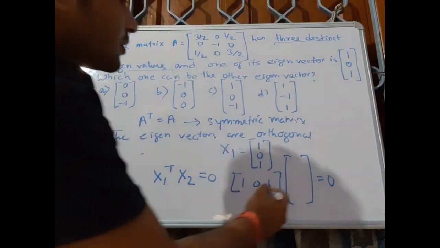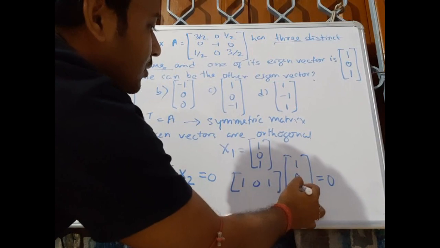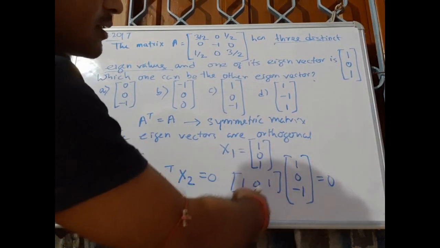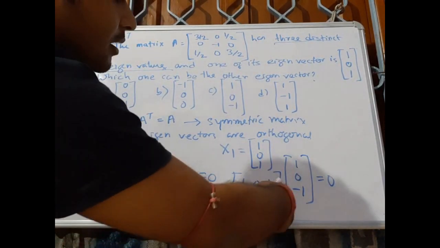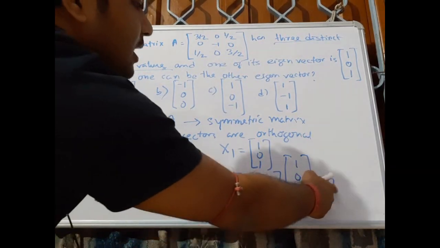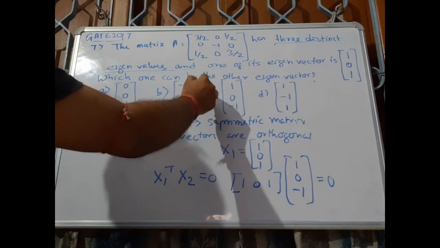You can see that from option C, if I put [1 0 -1] and take the multiplication, you will get the 0 value. So the correct option will be option C.